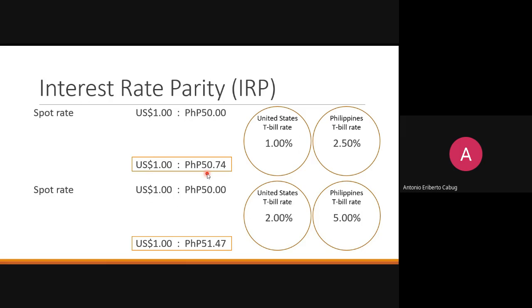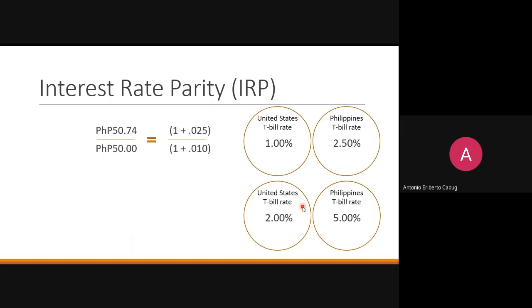The forward exchange rate, which is basically the expected exchange rate in the future, will be adjusted in such a way that whether you invest here or in another country, you will earn the same. I use the treasury bill rate because both of them are assumed to be risk-free. Okay? So may makita kayong pattern dito. Pansinin nyo. Ito yung mga exchange rate, di ba?